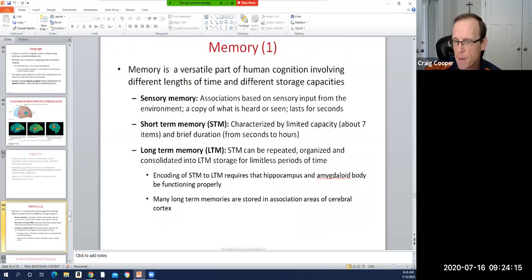All right, let's talk about memory just a little bit. Memory is going to involve a lot of different lobes depending on what type of memory we have. Many of our memories are multi-lobal, where we have a visual memory of what we saw, an auditory memory of what we heard, and potentially an olfactory memory of how it smelled. All of those things are going to come into play.